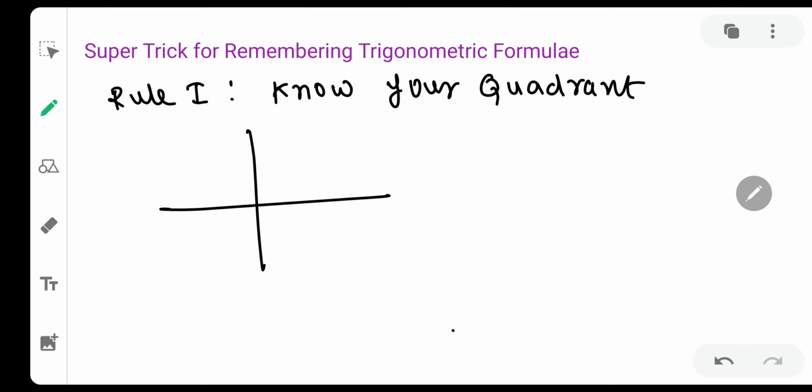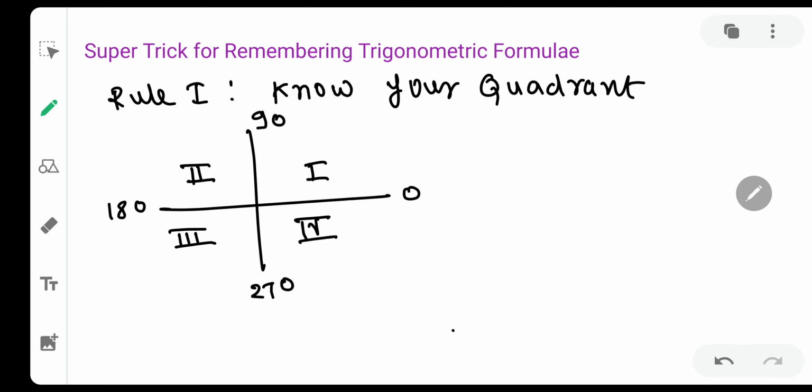So, if this is your Cartesian coordinate system, this is your first quadrant, this is your second quadrant, this is third, and this is your fourth quadrant. This angle is 0, this angle is 90, this angle is 180, this angle is 270. So, any angle between 0 to 90 is in first quadrant, and any angle between 90 to 180 is in second, and any angle between 180 degree to 270 degree is third quadrant, and any angle after 270 degree up to 360 degree is in fourth quadrant. That is all you should know.